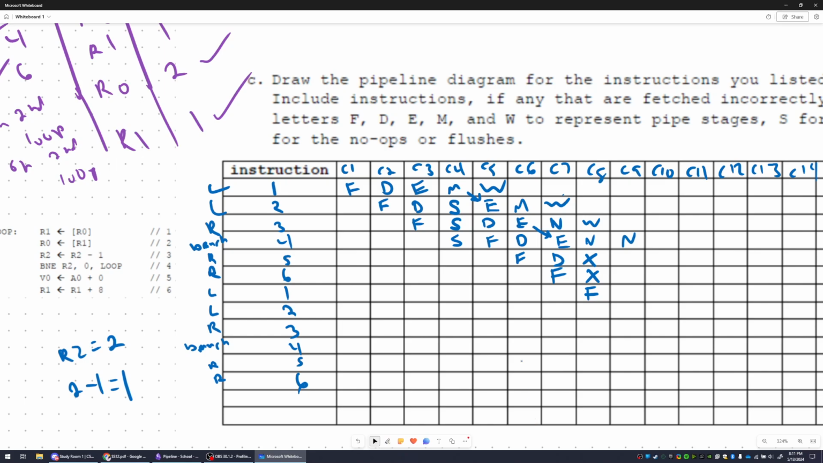Does that make sense? For branches, it's always either you fetch the right instructions or you wrongly fetch two wrong instructions. And then once the branch is calculated, if it's the wrong instructions, you'll just flush those two instructions.